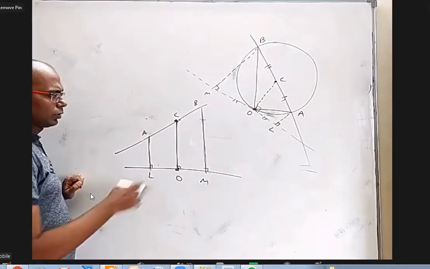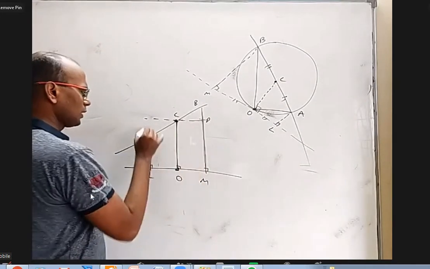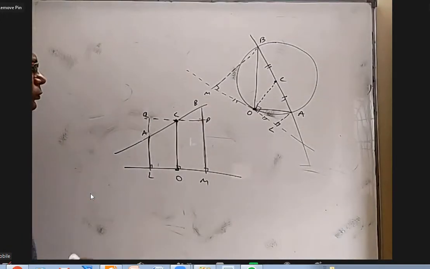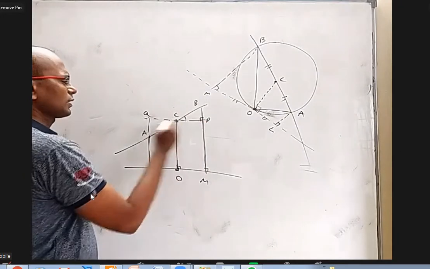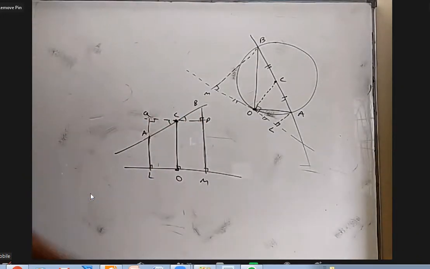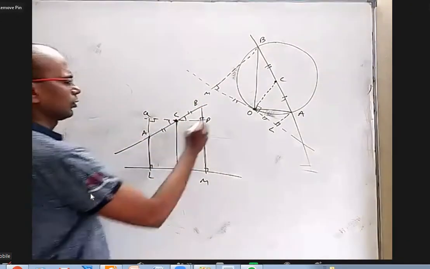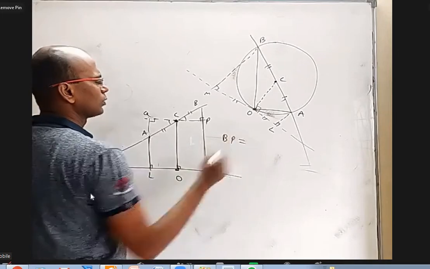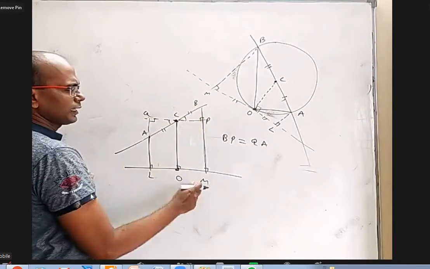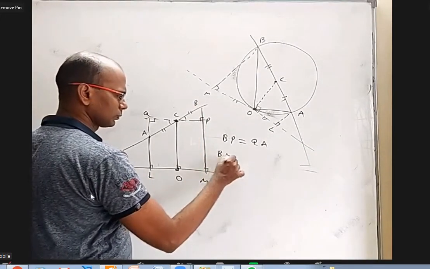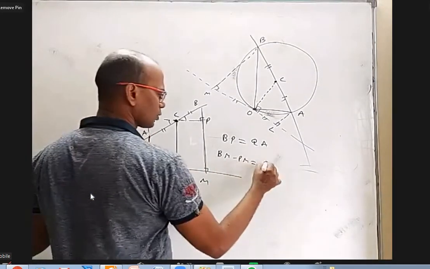Now through this you draw one line like this. Let us call this P and this Q. Definitely, these two are vertical opposite angles. This is 90, this is 90. These are congruent triangles because this is the midpoint also. That means this length and this length are equal. What is that? BP is equal to QA. But BP I can write as BM minus PM, and QA I can write as QL minus LA.